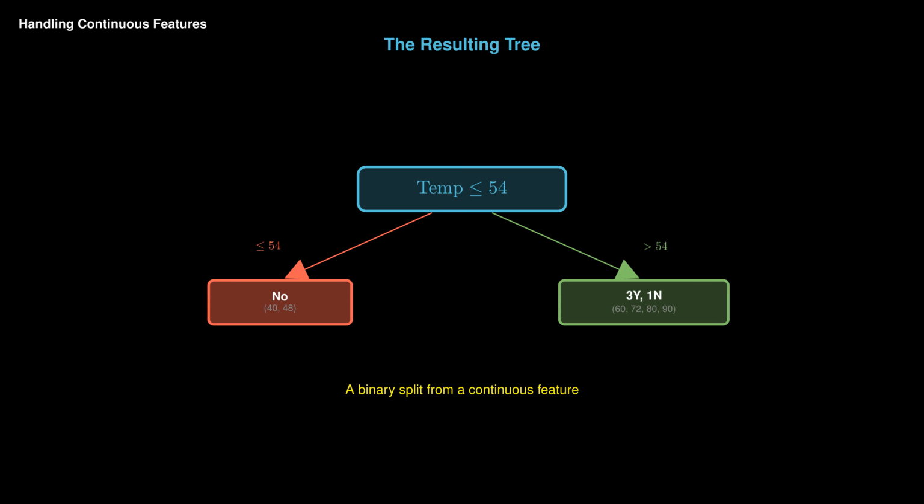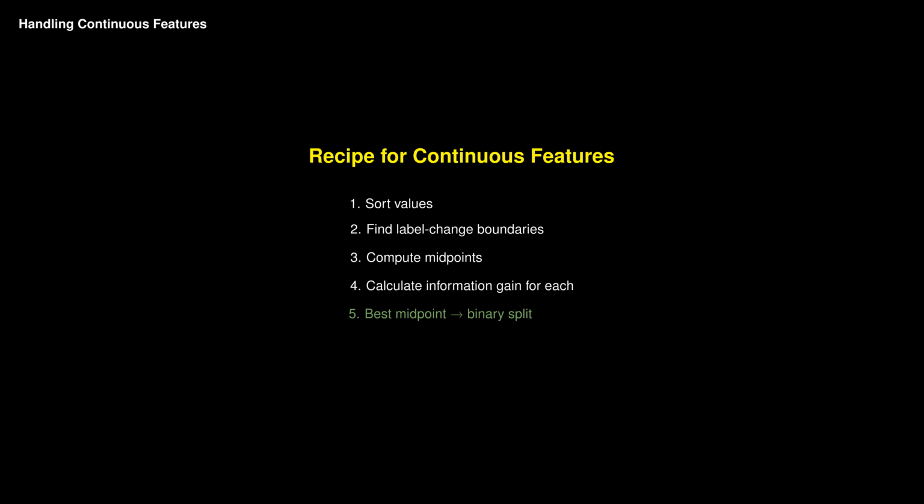So here is the recipe for continuous features. Sort the values, identify where class labels change, compute midpoints at those boundaries, calculate information gain for each midpoint, just like any other split. The best midpoint becomes a binary split. Feature less than or equal to the threshold on one side, greater than on the other. Simple, efficient, and it plugs right into the tree building algorithm we already know.